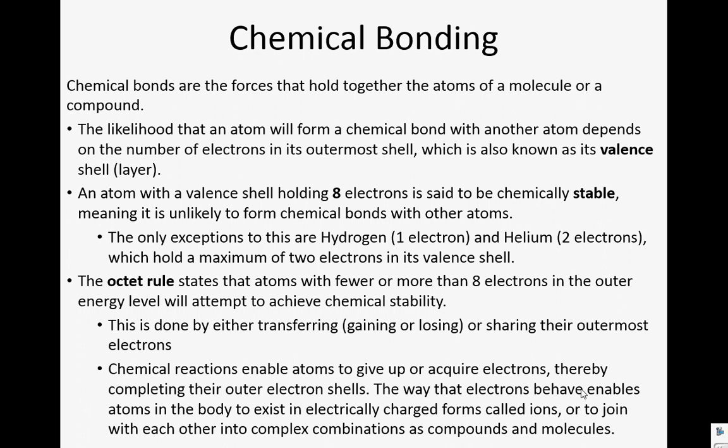Chemical reactions enable atoms to give up or acquire electrons, thereby completing their outer electron shells. So when we form a chemical bond, chemical reactions are taking place to enable that to happen. The way that electrons behave enables atoms in the body to exist in electrically charged forms called ions, or to join with each other to form those compounds and molecules.